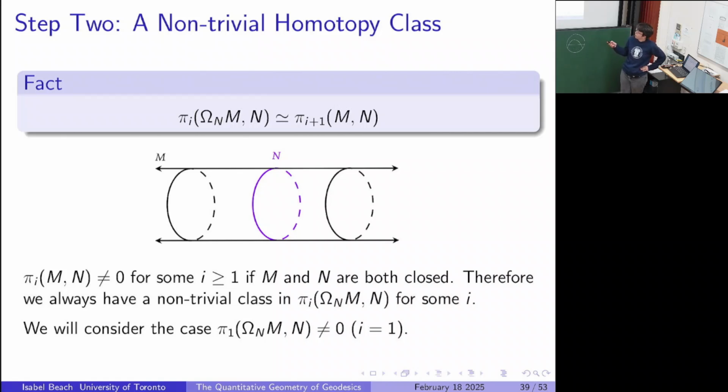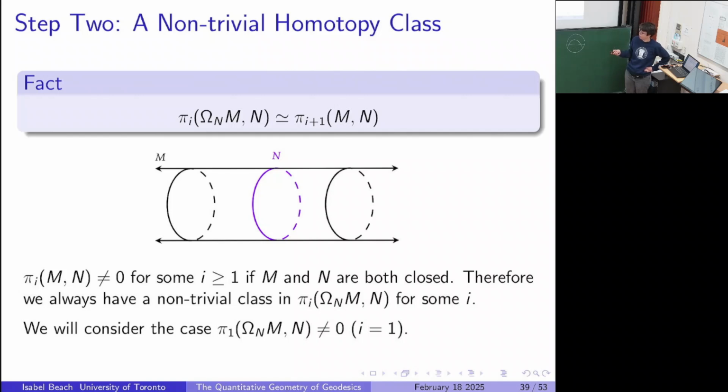So in general, there does not have to be a non-trivial homotopy class here. If N is a circle inside of a cylinder, there's not going to be any geodesics orthogonal to N that meet N at 2 points. If I want to leave here orthogonally, I'm just going to keep going forever on a straight line. I'm not going to come back. So you can't always prove this, but if M and N are both closed, then you're always going to end up having a non-trivial homotopy class. So in that case, it is okay.